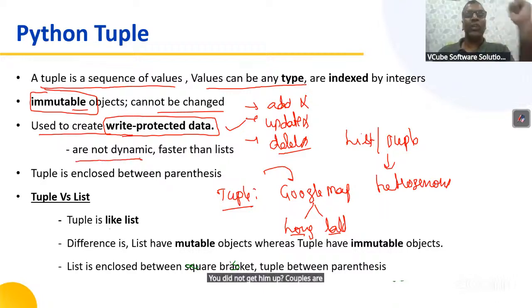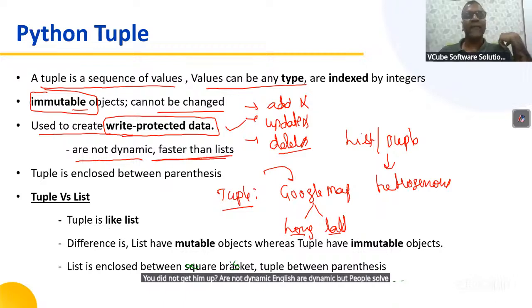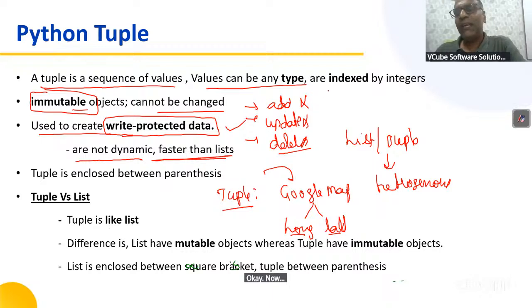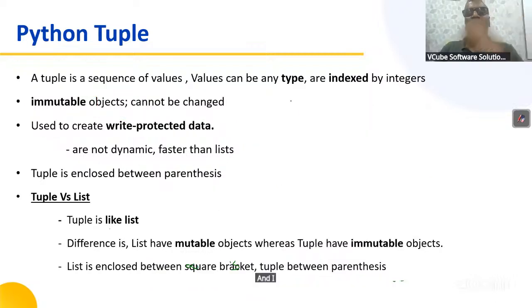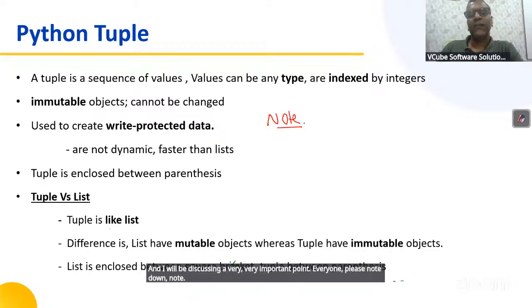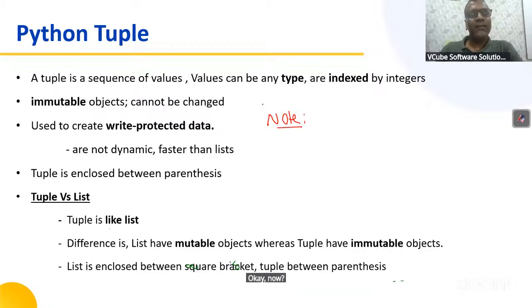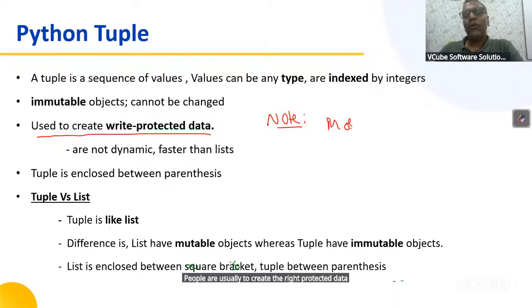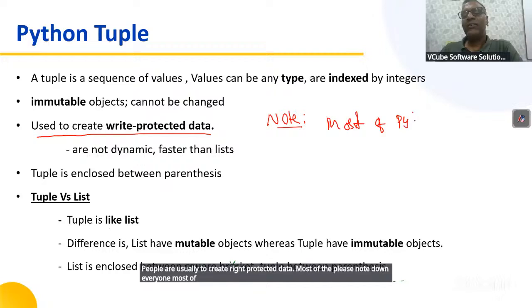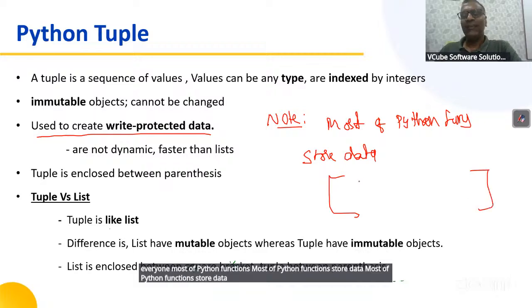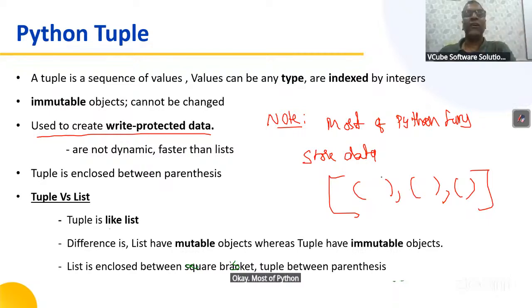Tuples are not dynamic. Lists are dynamic, but tuples are faster than lists. Now, please note down this point. Tuples are used to create write protected data. Most of the Python functions store data in the form of list of tuples.